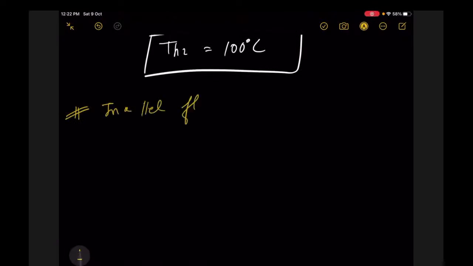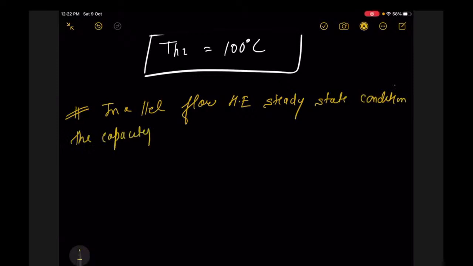In a parallel flow heat exchanger, steady state condition, the capacity of hot and cold fluid are equal.